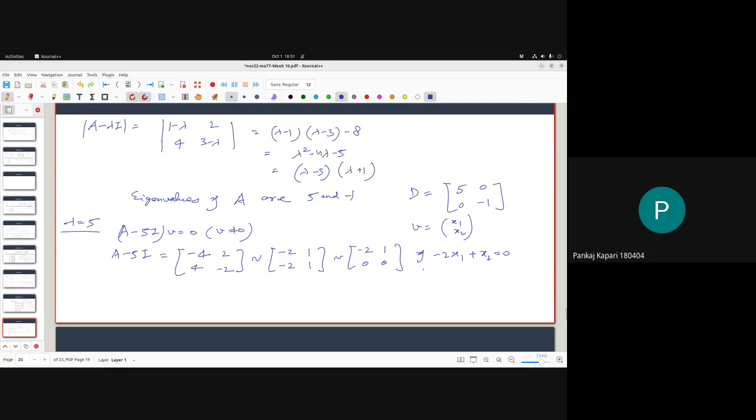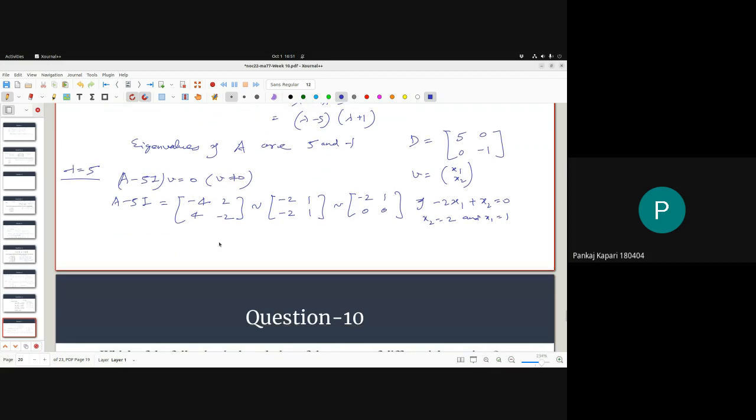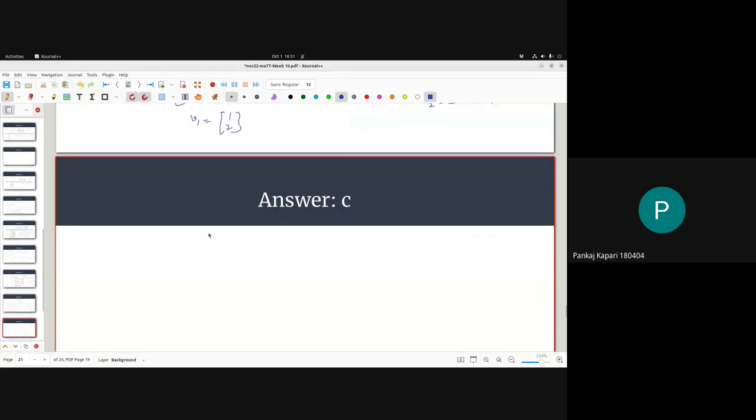So you can see that x2 equal to 2 and x1 equal to 1 is a solution. One solution is enough here because this is one dimensional. So our first vector must be 1, 2. Okay, let's find the second vector for lambda equal to minus 1. For lambda equal to minus 1, we are solving the equation (A plus identity) times this vector is 0, where V is non-zero.